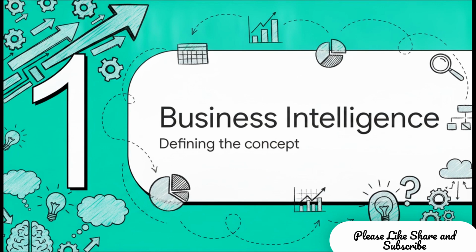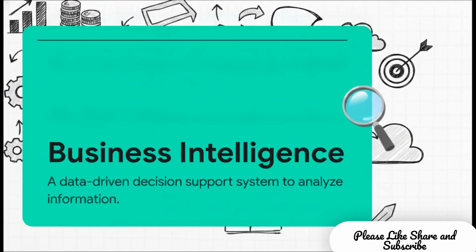All right, Section 1, Welcome to Business Intelligence, where we'll define the overarching concept. Before we even touch a single button in the software, we really need to understand the theory. At its core, business intelligence, or BI, is a data-driven decision support system. Basically, it's a set of technologies and practices that collects, analyzes, and presents your business information.